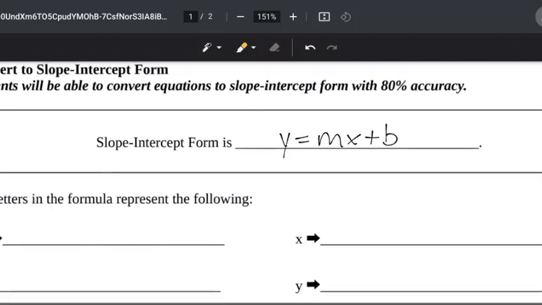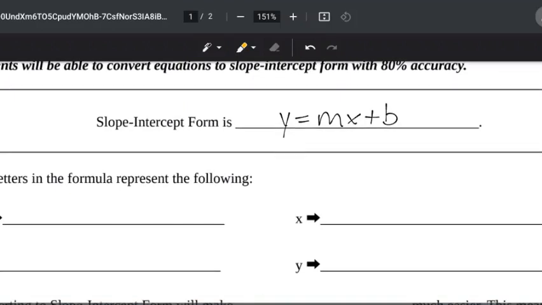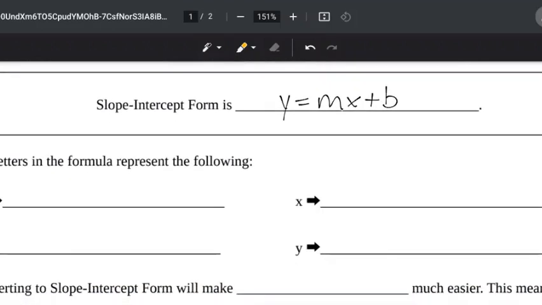Each letter represents some different part of a graphed line, and we are going to jot that down below. So the letters represent M is slope. We've discussed this in our previous notes. Slope is the rise over the run, right? Or how steep the line is going.